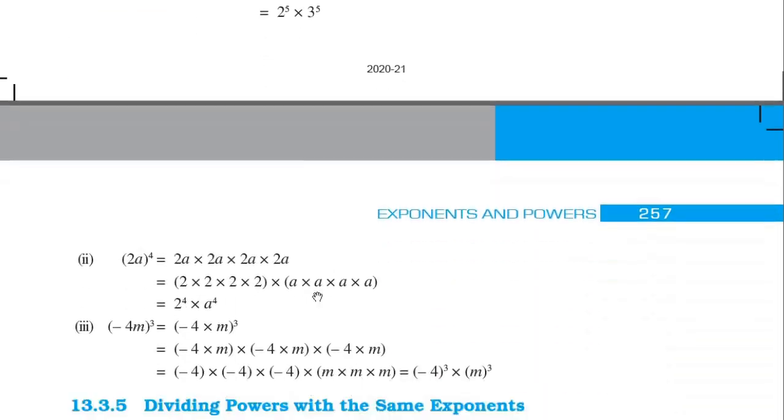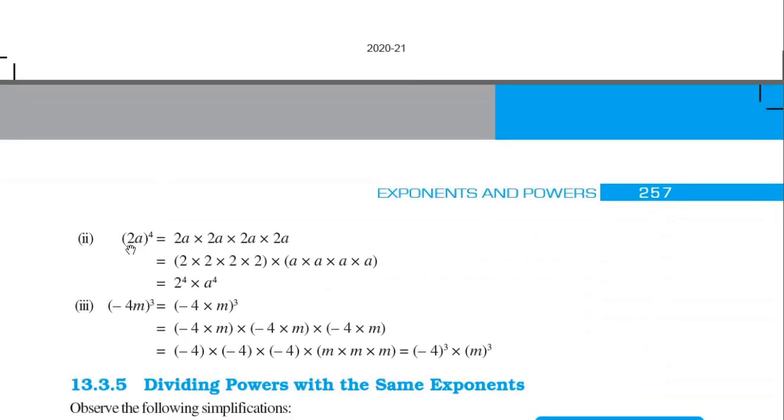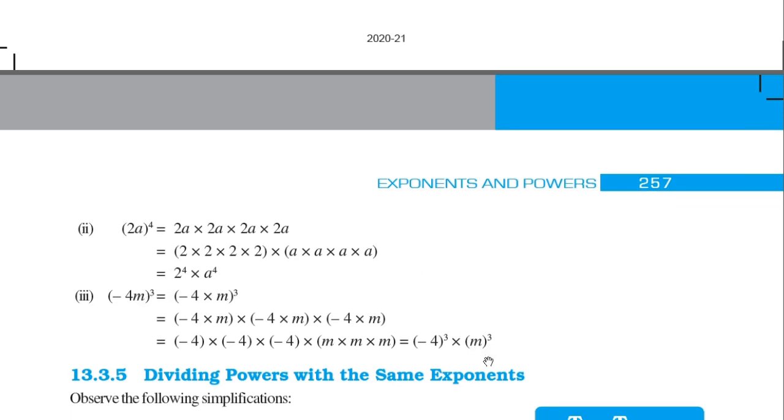The next one is also a similar case. It will be just 2 to the power 4 and 8 to the power 4. Here also there is a minus sign, so minus will be there, and 4 three times and m three times. So it will be minus 4 to the power 3 into m to the power 3.